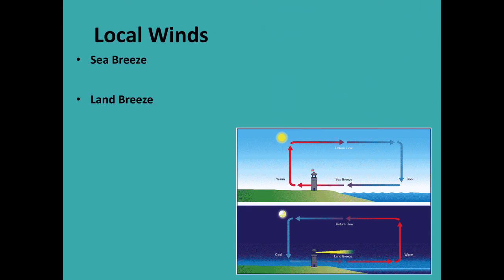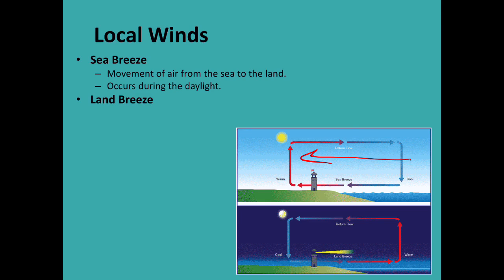So local winds you may see mostly at a beach, on the shore. You have a sea breeze. So moving the air from the sea to the land, it's coming this way, sea to land, going this way, occurs during the daylight. So the sun's beating down on the ground here, heating it up. The heat rises. So you have all this heat going up, up, up. Well, that creates a vacuum, and it sucks the air in from the ocean to get cool air.